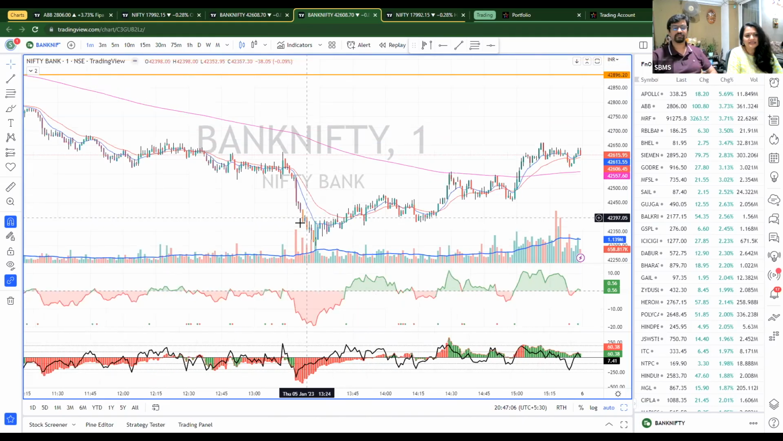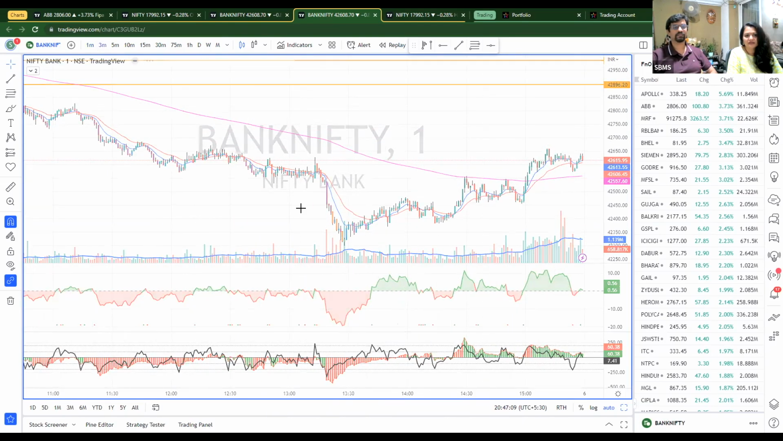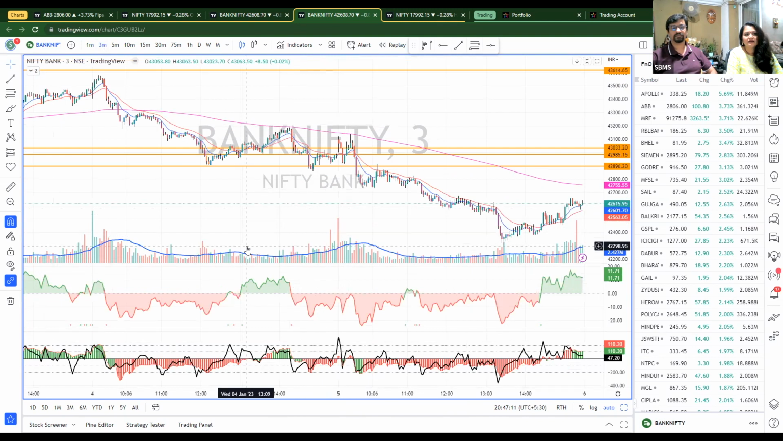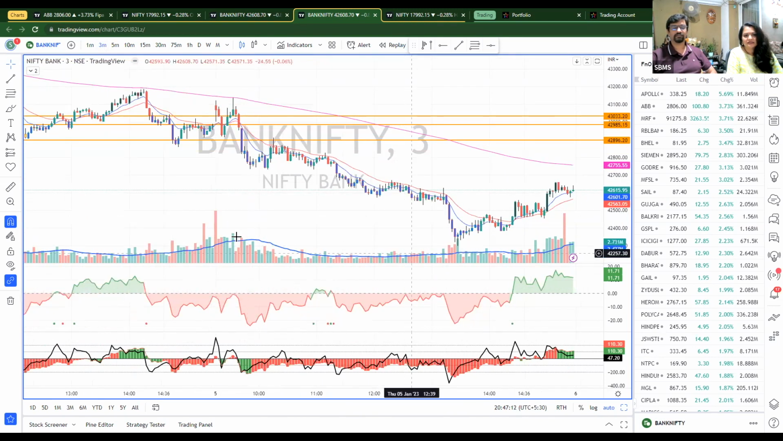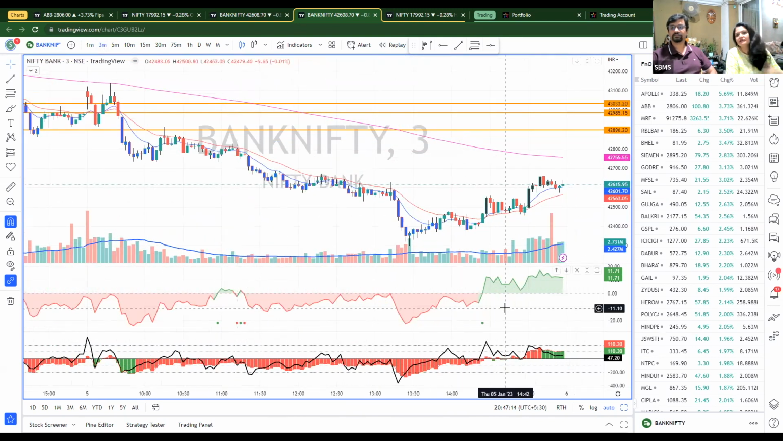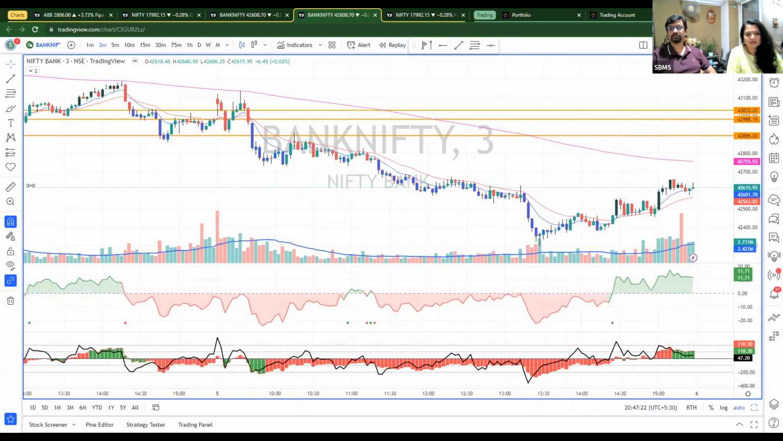I'll take today's example on the 3 minutes time frame. Let me explain the setup completely, and then we will go for any doubts you have. So this is a complete setup wherein we have 3 indicators added.